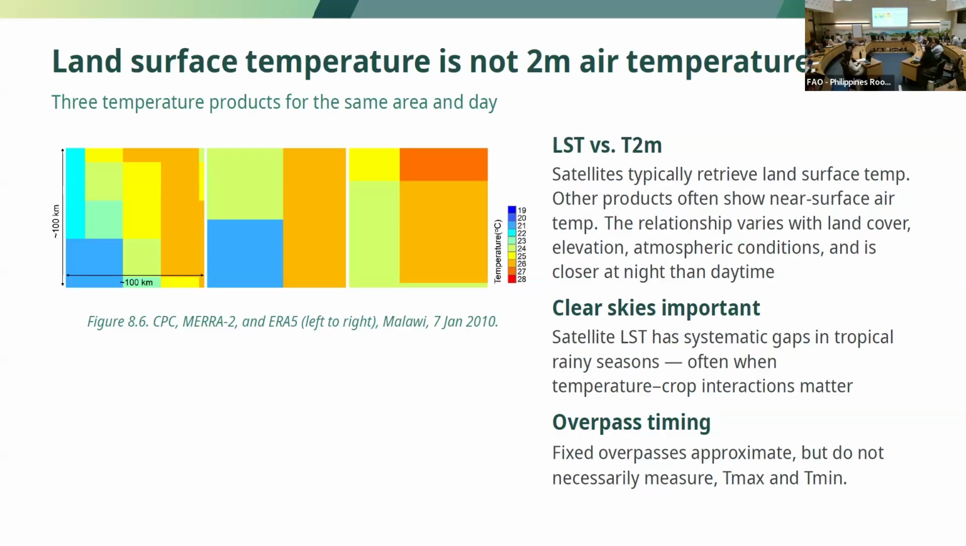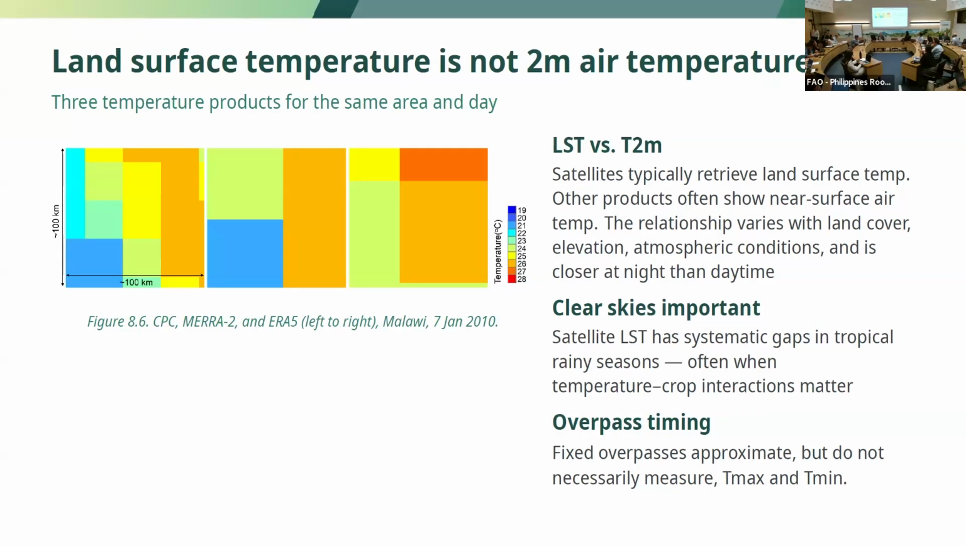The other thing that we wanted to raise in the discussion of temperature in this chapter is that satellites typically retrieve land surface temperature. Other types of products are often looking at near-surface air temperature, and these are not necessarily the same things. They can vary up to, I think what I've seen is like up to 10 degrees, and that relationship can vary with land cover, with elevation, atmospheric conditions, and often tends to be closer at nighttime than daytime. So again, if you're trying to construct variables that are looking at differences between daytime and nighttime temperature, that can be a really important feature to take into account.